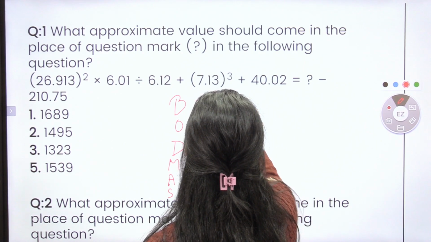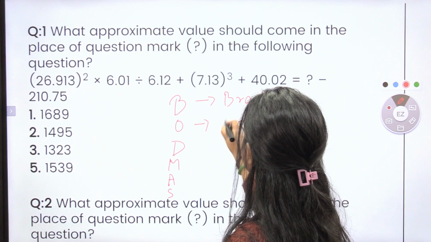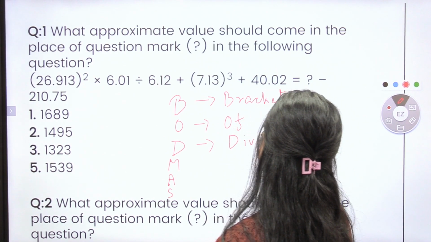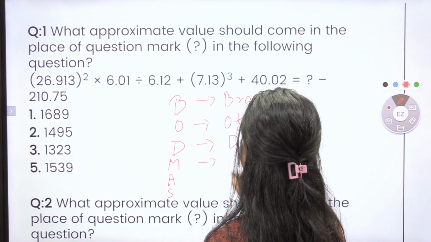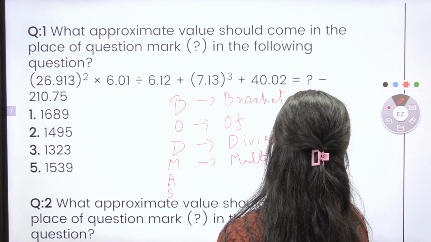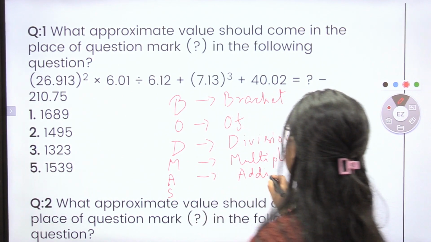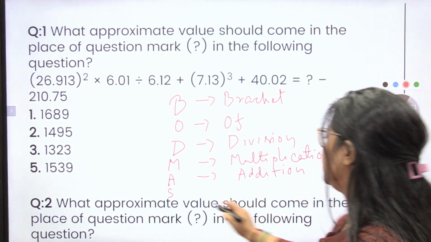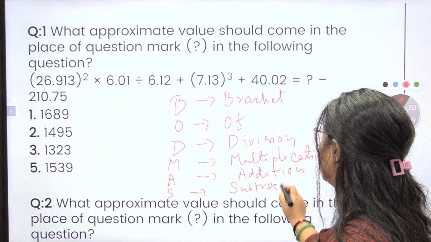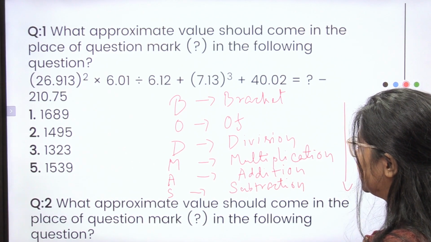B represents bracket, O represents of, D represents division, M represents multiplication, A represents addition, and S represents subtraction. All right, so this is our order to solve simplification. Okay, this is the order.